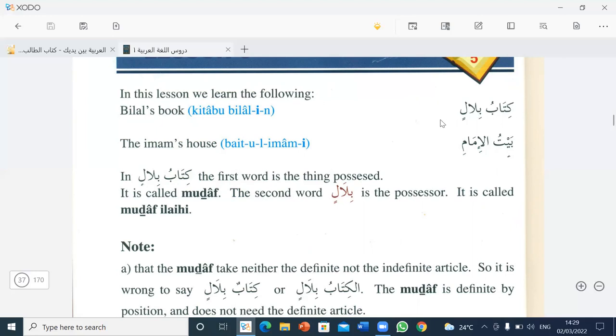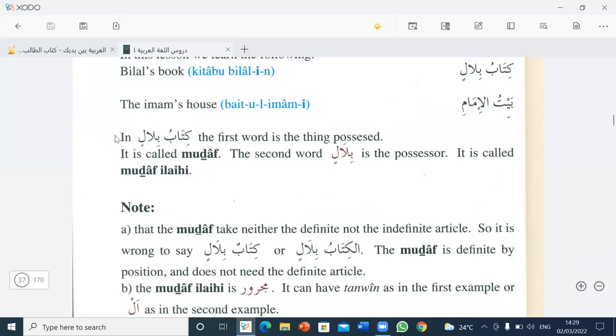Kitabun Bilalin. What happened to my internet? Kitabun Bilalin. Bilal's book. Baitul Imami, the Imam's house. So here, in Kitabu Bilalin, the first word is the thing possessed. It is called Mudaf. So you have to keep in mind and memorize it. The possessed is called Mudaf. The second word, Bilalin, is the possessor. It's called Mudaf ilayh.